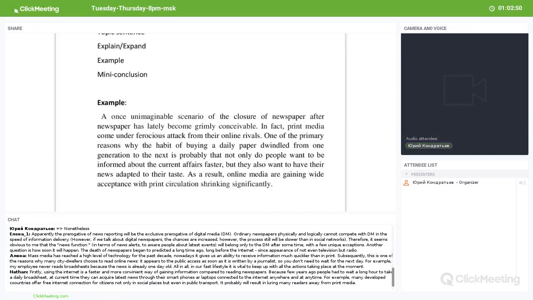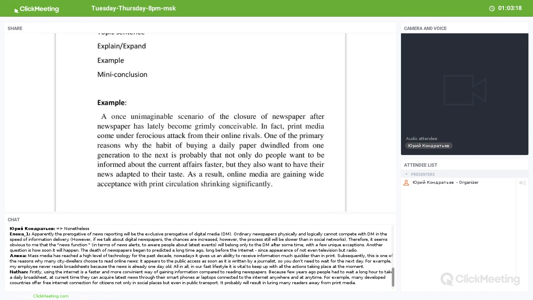For example, many developed countries offer free internet connection for citizens, not only in social services, but even in public transport. Okay, Nathan, if you put not only in the beginning of the sentence, you will be able to use an advanced grammar construction called inversion. And it will sound: not only do many developed countries offer, not only do. So the word order after not only will be like in a question. And it will give you an opportunity to use inversion, which is an advanced grammar construction. It will be slightly better for your grammar range.